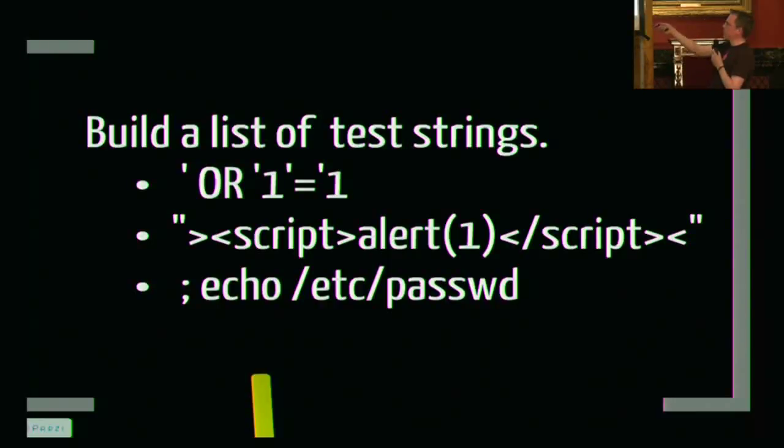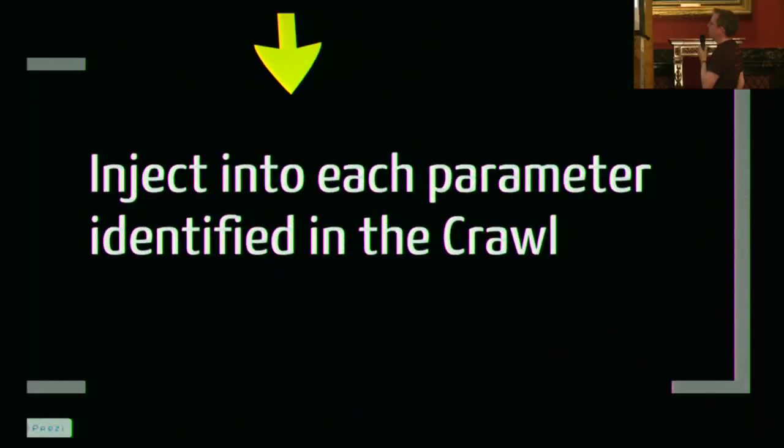So we have or 1=1, standard SQL injection. That's standard cross-site scripting, and that's standard command injection. So that's something we would put in if we were trying to, and if we see something coming back from that, yeah, you've got command injection. So things like that. The scanner will build up a list, and it knows to use all these. Okay, inject it into each parameter identified in the crawl.